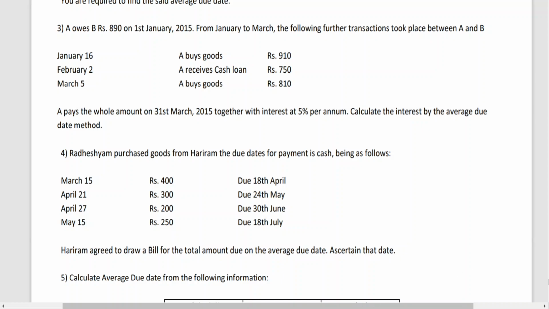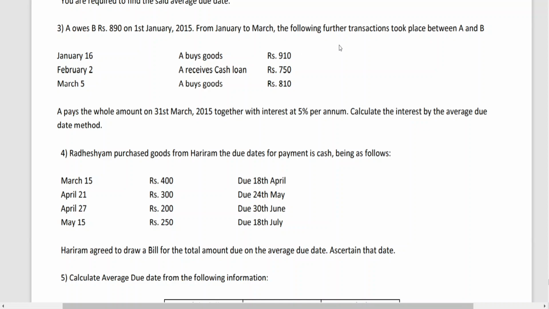Hi friends, good day. Today, as I told you in the last class, I am taking up the third problem first. A owes B 890 rupees on 1st January 2015.